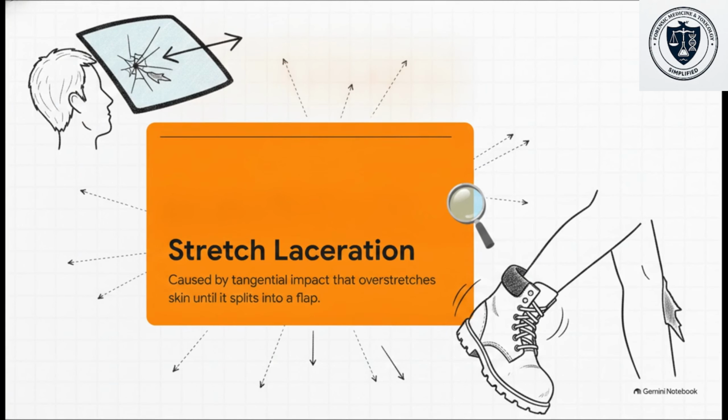Next, we've got the stretch laceration. Unlike the straight-on crush of a split laceration, a stretch laceration is caused by a tangential or glancing impact. The blunt force basically overstretches the skin until it finally just gives way, splitting into a flap. And here is the absolute forensic goldmine. That flap actually points back to the direction of the force. So, whether a head is striking a car windshield during an accident, or someone's taking a glancing kick from a heavy boot, the skin flap literally acts as an arrow pointing right back toward the origin of the blow.